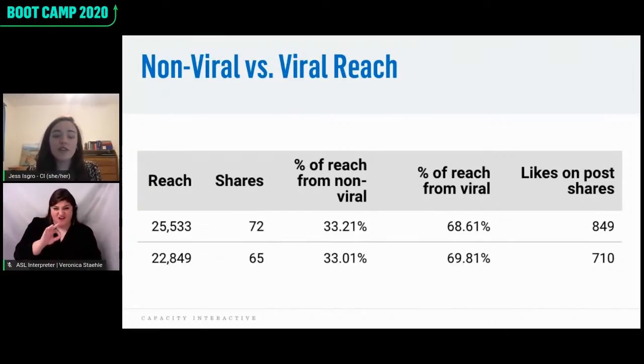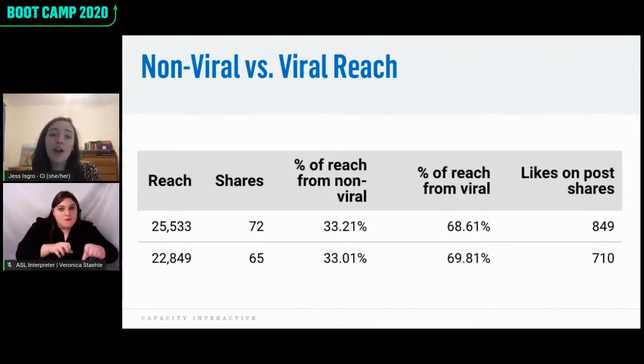But where you really start to contextualize this is in the percentage reach breakdown for non-viral versus viral. 33% of the users reached, 33% of that 25,000, were people who were already aware of you, fans of you, following you, whereas almost 69% of that was new users. That goes to show you that this had real potential to impact newer audiences, acquisition audiences.